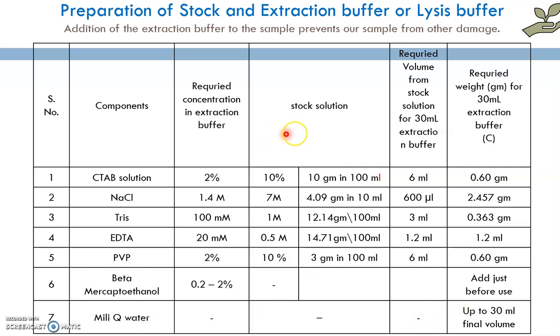Here we have given two different methods to make this CTAB extraction buffer. In one method we can prepare stock solutions, and then the desired volume can be taken and the final volume made up. Here we have given the calculation to make 30 ml extraction buffer. Another method is directly weighing the chemicals and final makeup with milli-Q water. Here we are talking about the 30 ml final volume of CTAB buffer. The required concentrations are fixed: CTAB solution in the final extraction buffer should be 2%, NaCl 1.4 molar. Accordingly, we can make either stock solutions or directly weigh and make our lysis buffer.